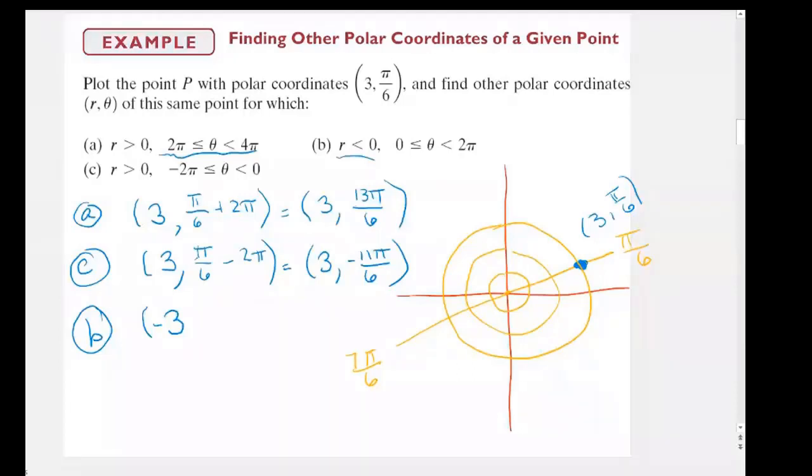If I were to go to 7π/6 and put my dot here, then when I come to 7π/6, which is right here, and I go exactly opposite, I would get the exact same point that I started with, (3, π/6). Come to 7π/6, and instead of going +3, we go the opposite way, which is -3. Well, this point right here is (+3, 7π/6).